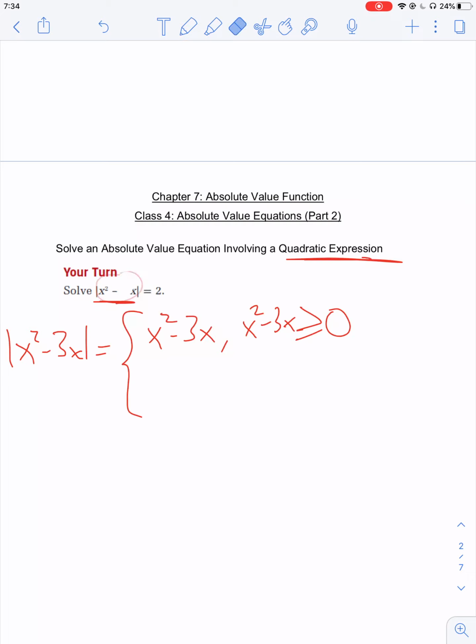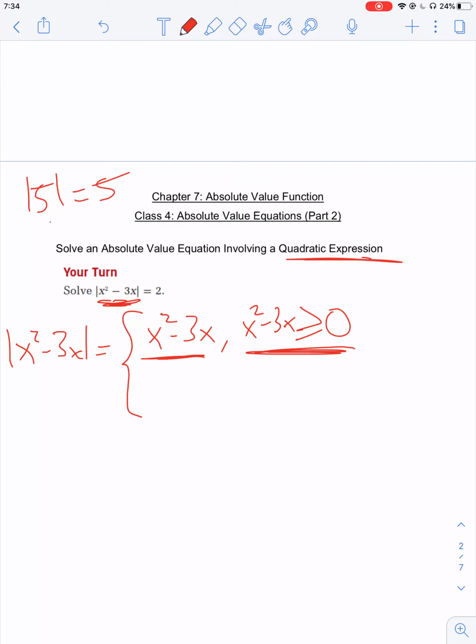Remember that you don't do anything to the stuff on the inside if it's already positive, because if it's already positive, then it stays the same, right? That's what the absolute value does. So for example, the absolute value of 5 will be 5. It doesn't change because it's already positive, okay?